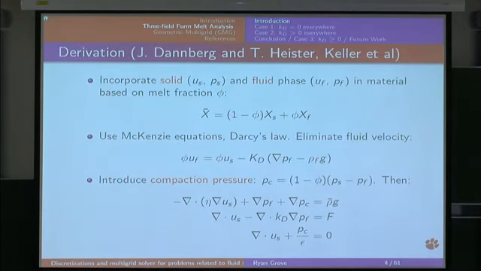All right, so let's talk about the derivation. This comes from Juliana and Timo, and they were motivated by Keller et al. So we're going to incorporate the solid and fluid phase in material based on a melt fraction we're going to call phi, and then we have this equation right here. Now we're going to use the McKenzie equations and Darcy's law to eliminate fluid velocity. And then we're also going to introduce compaction pressure, which depends on our phi, our melt fraction. And then we're going to get this equation that we're going to talk a little bit more about on the next slide. This is pretty much the same slide that Timo talked about when he gave his talk.